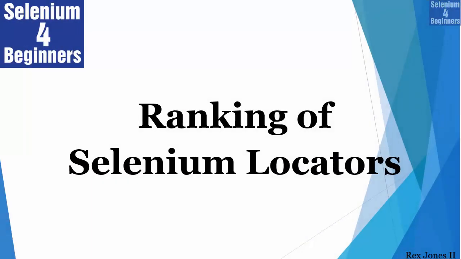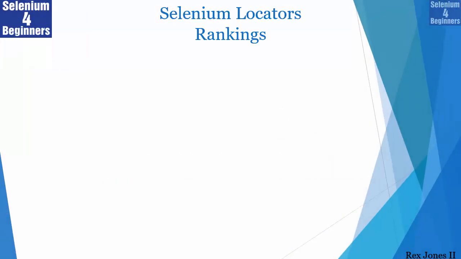Let's look at the rankings for Selenium locators. ID is number one because it's a unique identifier for an element. Number two is name. Most of the times, name is unique for the web page. I have seen cases where ID and name are unique for an element, but not unique for a page. If an ID or name attribute is not available, then third is class name.